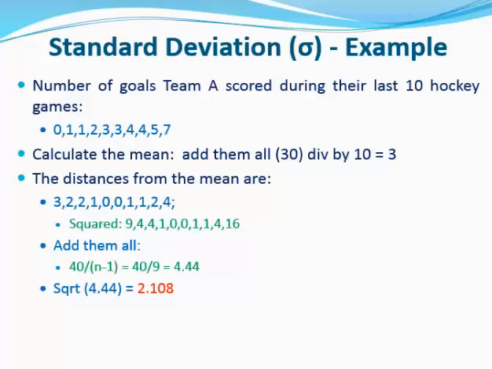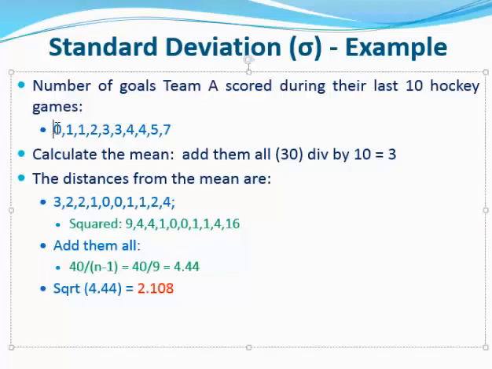The distances from the mean for each of these are, well, 0 is how many away from 3? 3. 1 is how many away from 3? 2. 1 again is 2 away. The 2 over here is 1 away from the mean.